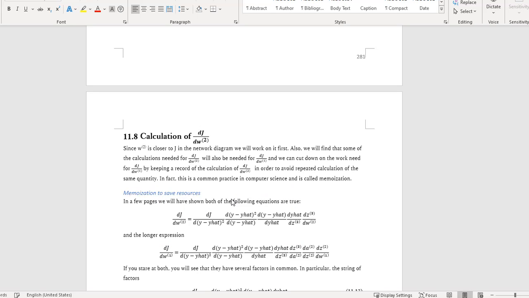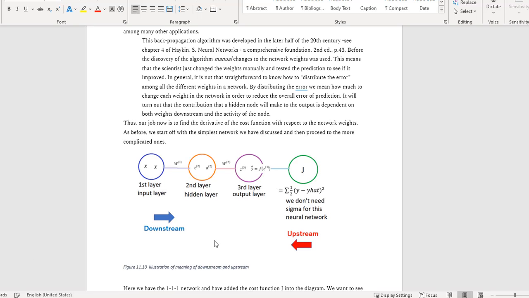We're talking about the calculation of dJ/dW2, and this is for the 111 network. In other words, for this network here, we call this the 111 because there's one node in the first layer, one node in the second layer, and one node in the third. So this is the simplest one that we can look at. So let's consider the derivative in that case.